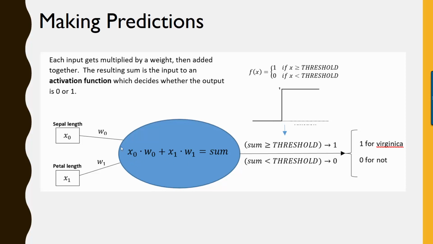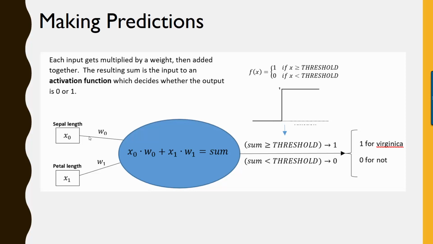So this w0 and w1, these are called the weights, and each of these is just a number that's multiplied by whatever the corresponding input is. The reason it's called a weight is because it roughly is about how important that particular number should be in making the prediction.